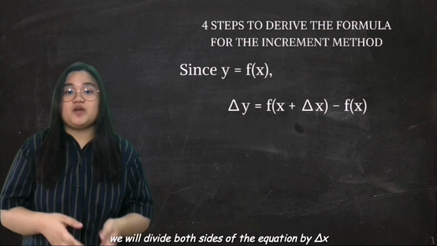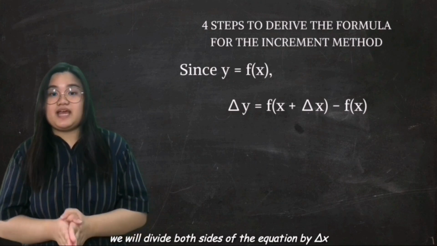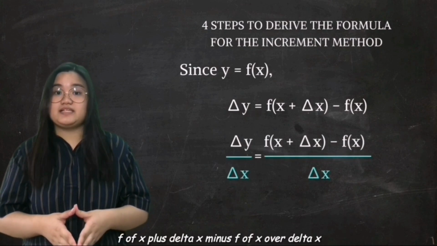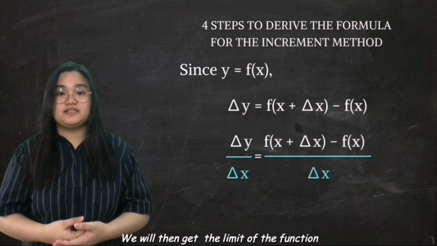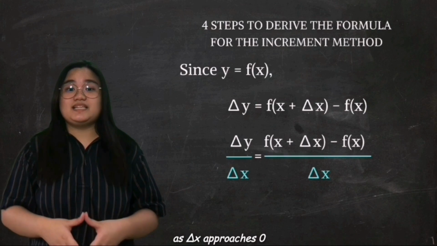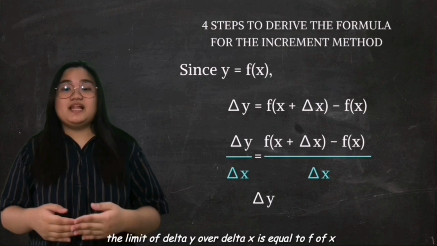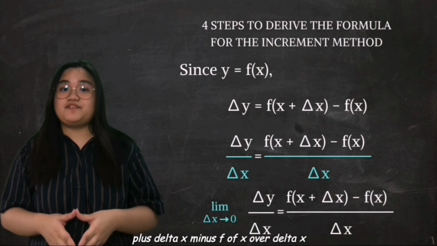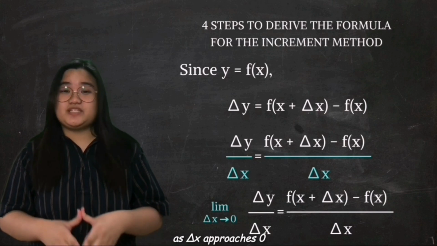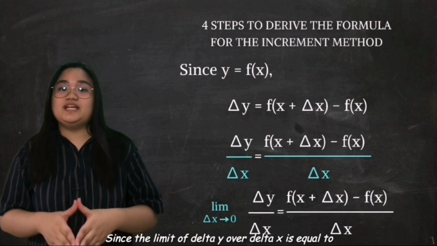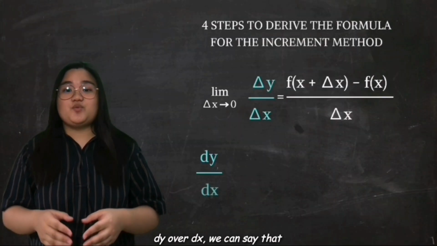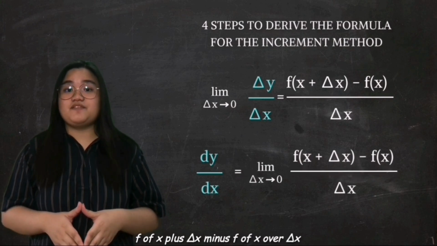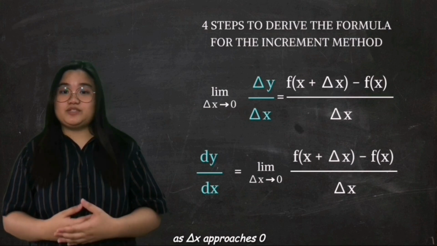For the third step, we will divide both sides of the equation by delta x. So we will come up with delta y over delta x is equal to f of x plus delta x minus f of x over delta x. We will then get the limit of the function as delta x approaches 0. So we will have the limit of delta y over delta x is equal to the limit of f of x plus delta x minus f of x over delta x as delta x approaches 0. Since the limit of delta y over delta x is equal to dy over dx, we can say that dy over dx is equal to the limit of f of x plus delta x minus f of x over delta x as delta x approaches 0.